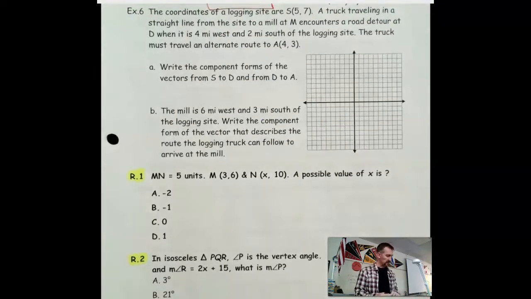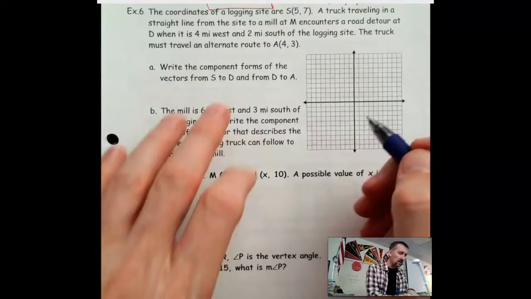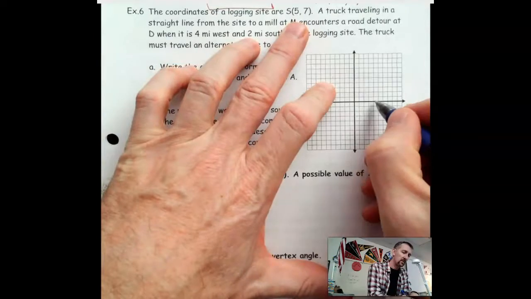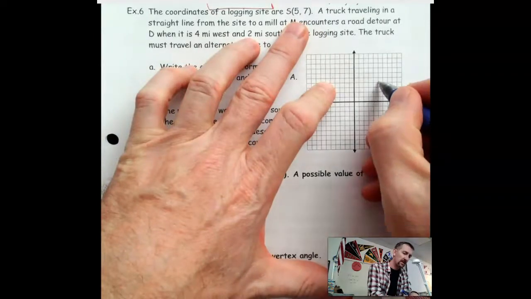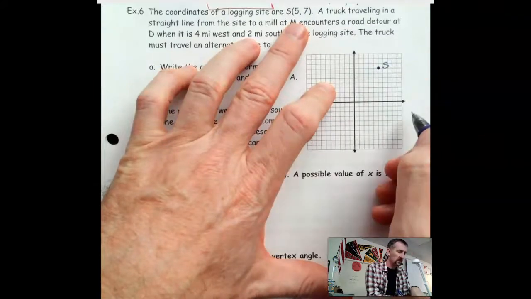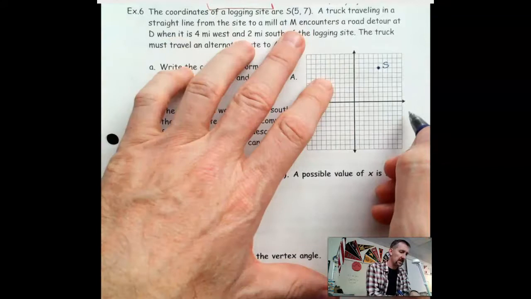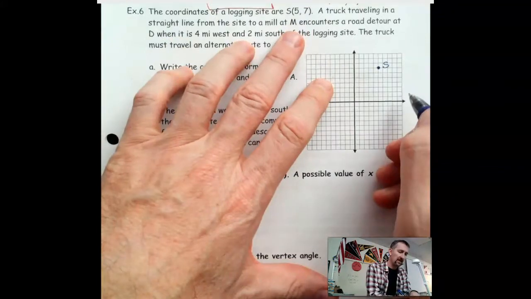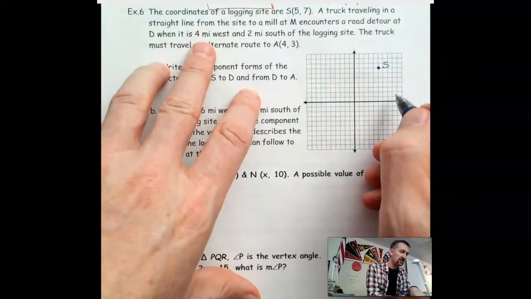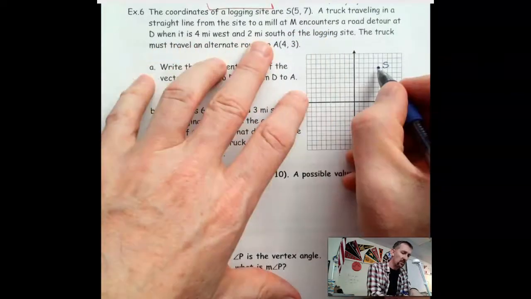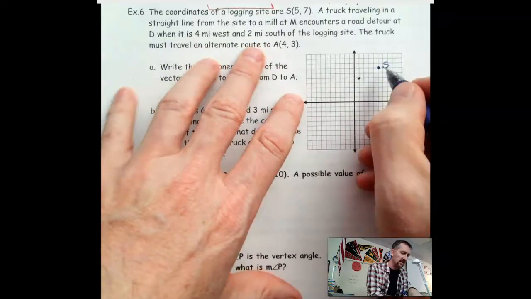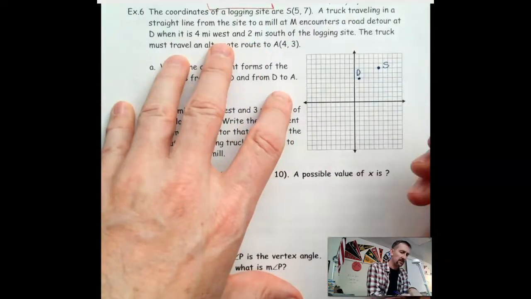Okay, so the coordinates of a logging site are 5, 7. 1, 2, 3, 4, 5. 1, 2, 3, 4, 5, 6, 7. All right, S, logging site. A truck travels in a straight line from the logging site to a mill at point M, but we don't know where that is exactly yet. It encounters a road detour at D when it is 4 miles west, 2 miles south. Okay, so 1, 2, 3, 4, 1, 2. Okay, so that's where it was headed, and that's where it hit a detour.